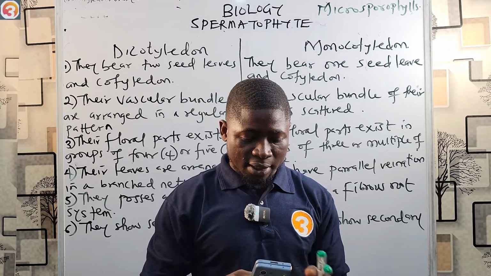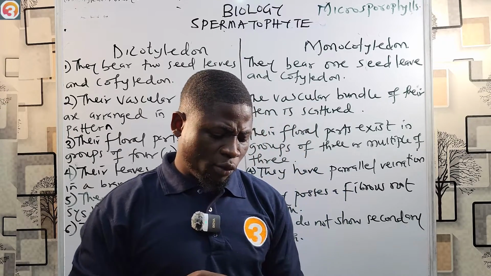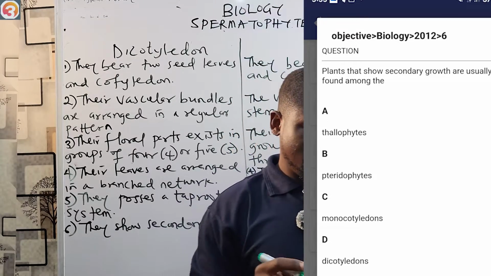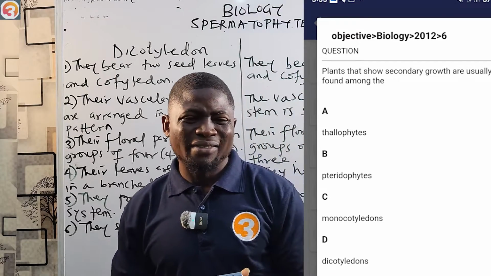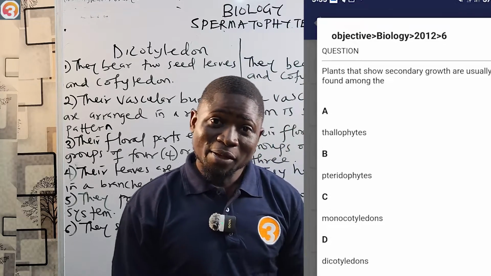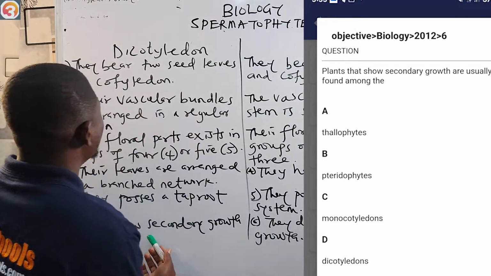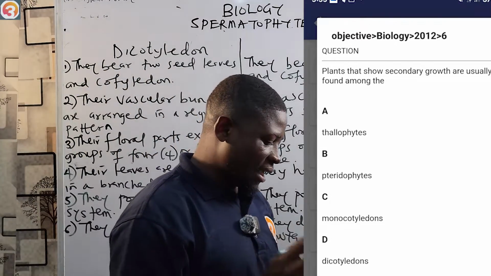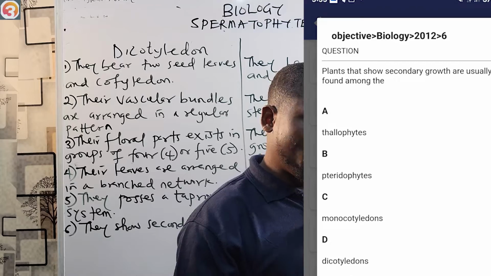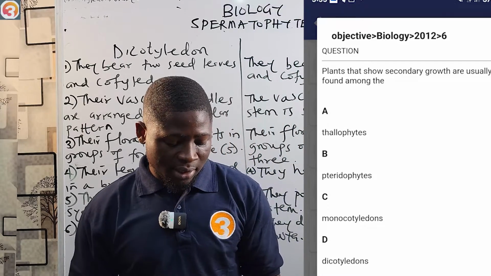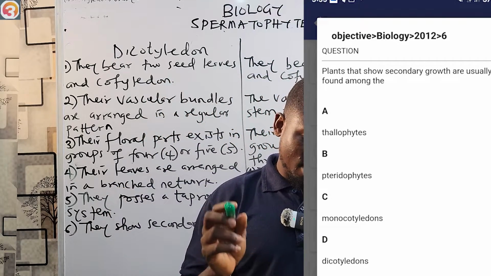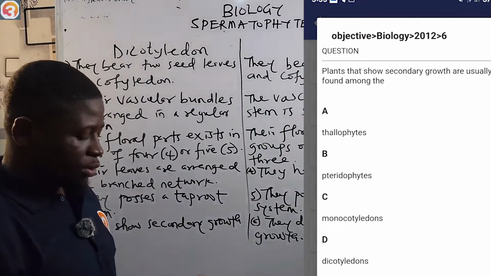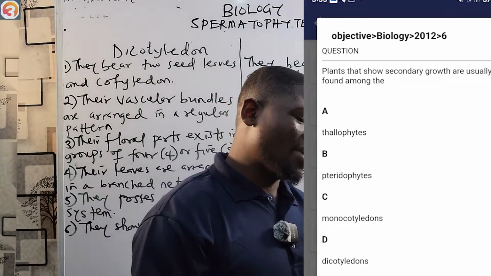Then let's see a question from 2012, number 6. They say plants that show secondary growth are usually found among, okay, plants that show secondary growth, which are what? The dicots, the dicotyledons. They are spermatophytes, isn't it? Now they say A, Pteridophytes, B, Pteridophytes, C, Monocotyledons, D, Dicotyledons. And our correct answer there will be dicotyledons. Okay, plants that show secondary growth are usually found among the dicotyledons.